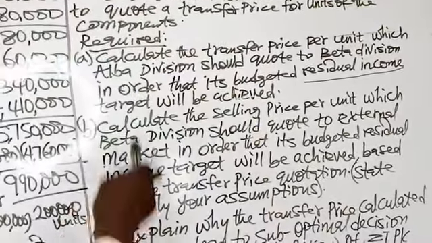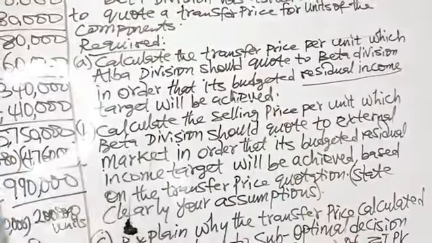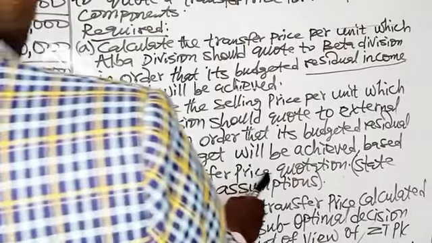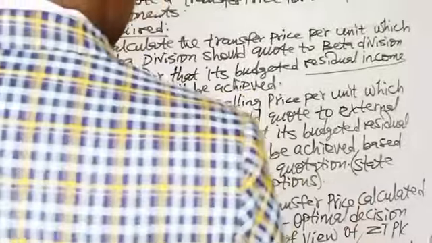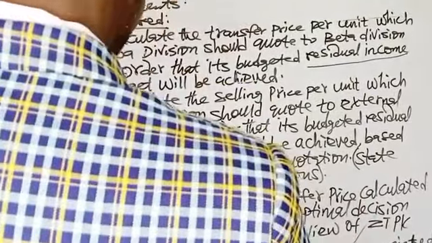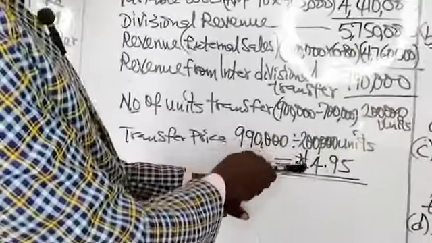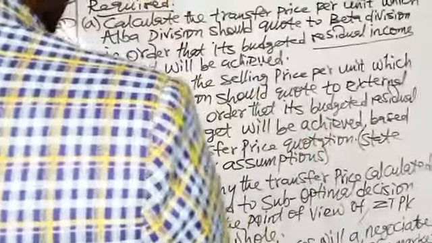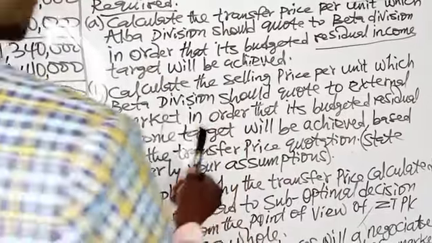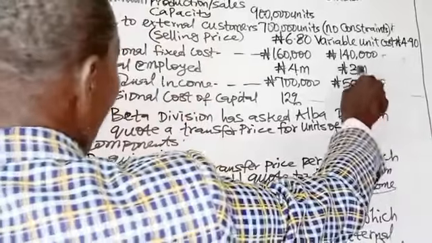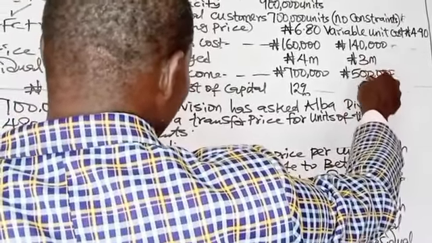Now B, you are to calculate the selling price per unit which beta division should quote to the external market in order that its budgeted residual income target will be achieved based on the transfer price quotation. State clearly your assumptions. Now, the quoted transfer price is 4 naira 95 kobo. So if these goods, 200,000 units, were transferred at this price, what will be the amount that beta division can sell the product and still achieve the targeted residual income of beta division? The targeted residual income of beta division is 500,000. What price should they quote for this product in the external market to achieve this?